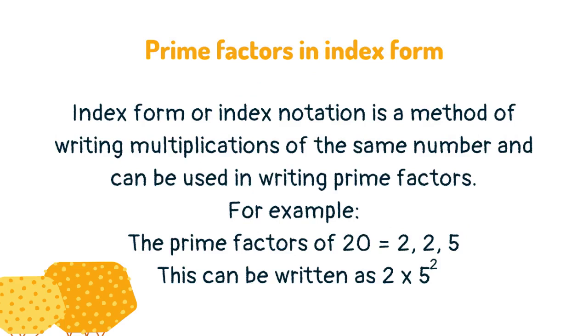Index form or index notation is a method of writing multiplications of the same number and can be used in writing prime factors. For example, the prime factors of 20 are 2, 2, 5. This can be written as 2 squared times 5.